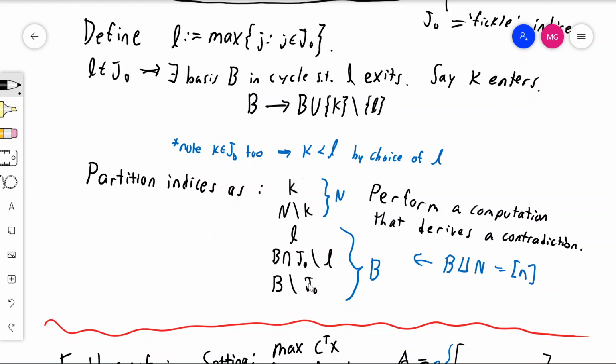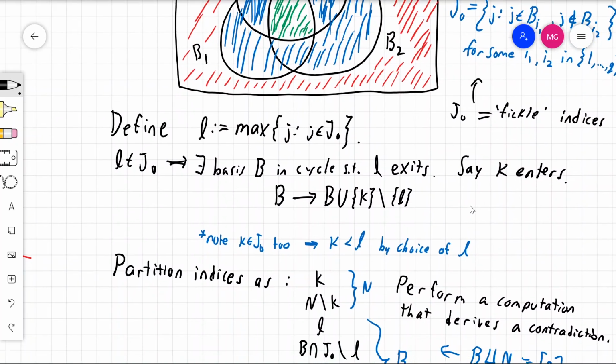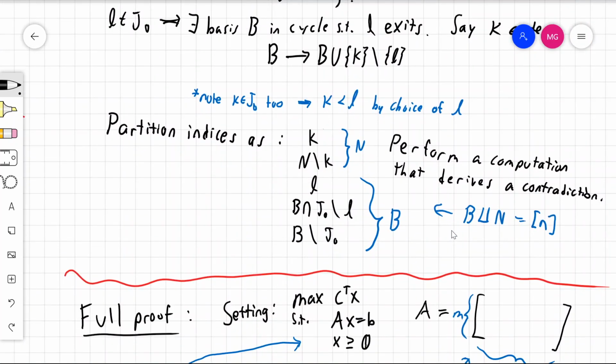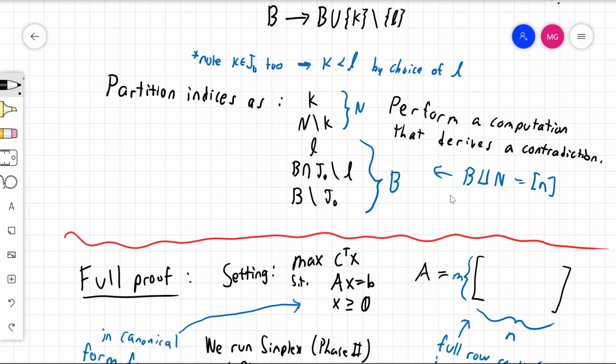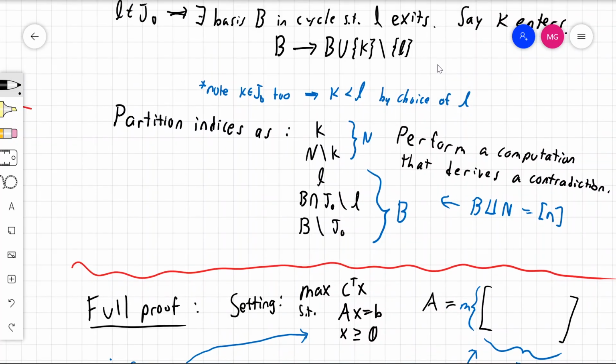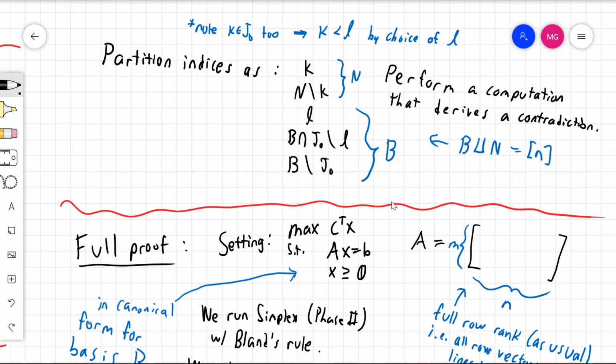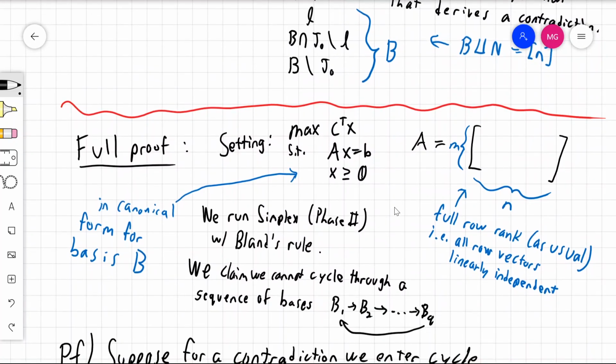And you can see that this partition set is in terms of the previous partition, because we have J0 here, and J0 was defined in this other partition. It was the blue set. Okay, and so those will be the things that we need to consider. We need to consider that original partition, this new partition that's in terms of it, according to this basis B that we're considering, where the index L, which is the maximum of those fickle indices, is exiting the basis. Okay, and so here's the setting for the full proof.